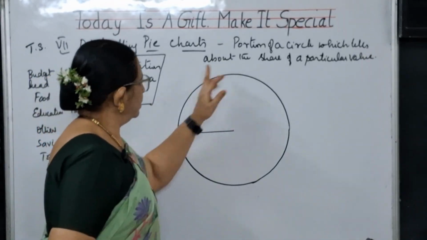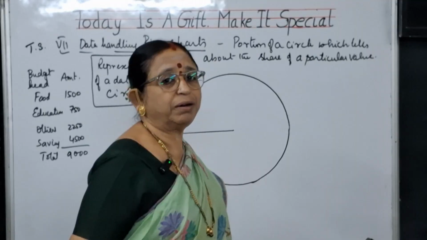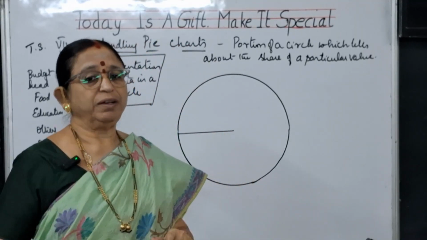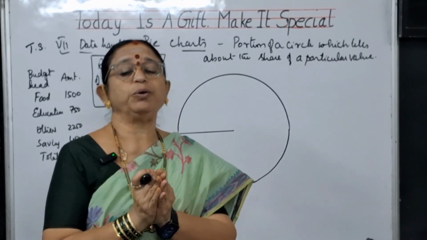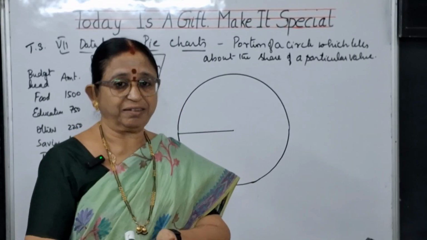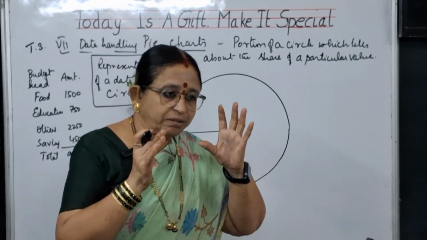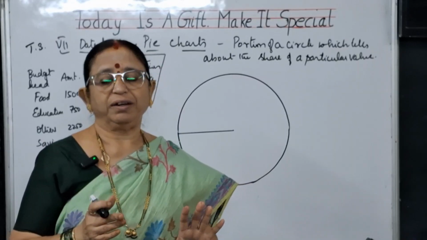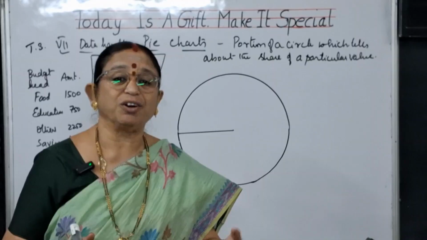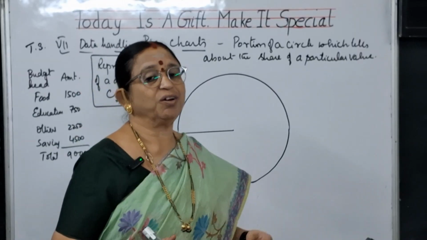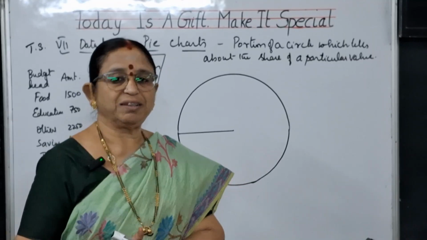So it is what? It is portion of a circle which tells about the share of a particular value, how much it occupies. Circle contains 360 degrees. The given data we are going to distribute in this 360 degrees, and different sectors we will be getting accordingly. So just by viewing that pie chart, that means the circle, you can understand which component or which data has got more value and which data has got less value. This will give you a quick review about the data that is given to us.